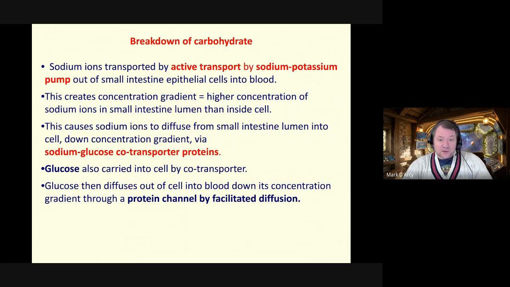Sodium ions are transported by active transport by the sodium-potassium pump out of the small intestine epithelial cells into the blood. This creates a concentration gradient, with a higher concentration of sodium ions in the small intestine lumen than inside the cell. This causes sodium ions to diffuse from the lumen into the cell down a concentration gradient. This is a sodium-glucose co-transporter. Glucose is also carried in by this co-transporter. Glucose can then diffuse out of the cells into the blood, down its concentration gradient through a protein channel by facilitated diffusion.